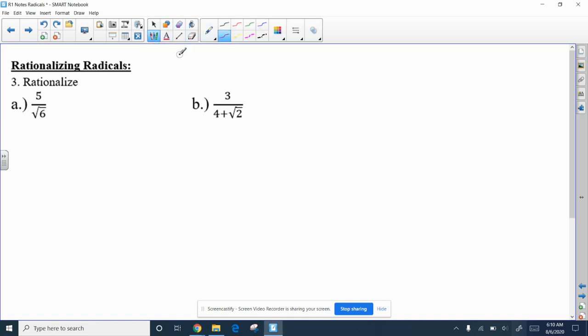So the next thing we should be able to do with radicals is rationalizing radicals. When you see the word rational in any math context, rational always means that we're talking about a fraction. So when we're rationalizing radicals, it means there's a radical in the denominator of a fraction, and we don't want that. So rationalizing radicals means to get rid of radicals in the denominator.